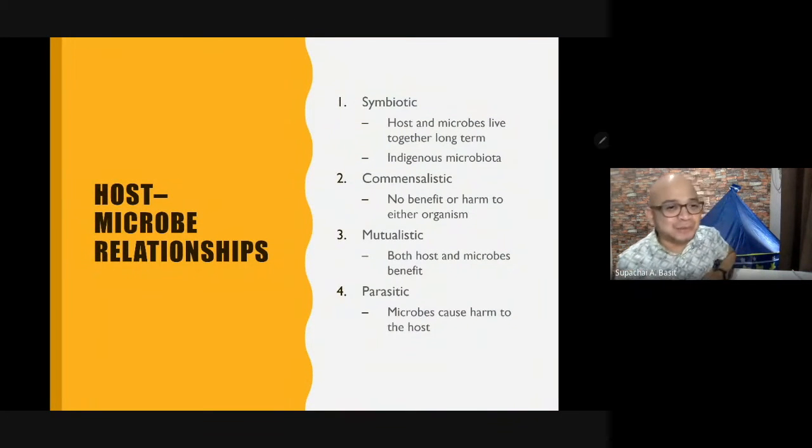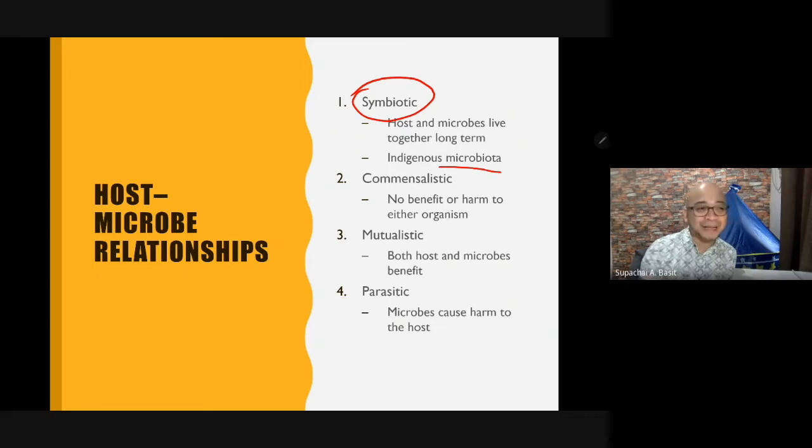Okay, so let us review the host-microbe relationship. These are the different examples of host-microbe relationship. One of them is when the host and microbe live together for a long term. That kind of relationship is known as symbiotic. An example would be the indigenous microbiota in our body. For example, females would have Lactobacillus acidophilus as part of the indigenous microbiota, or a normal strain of Escherichia coli may reside in our gastrointestinal tract.